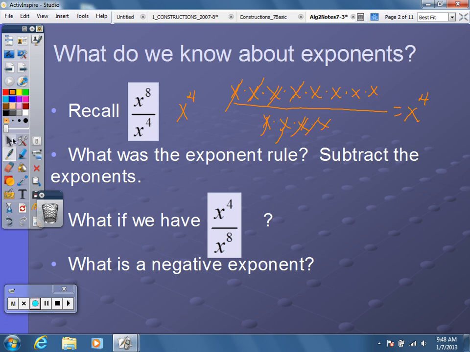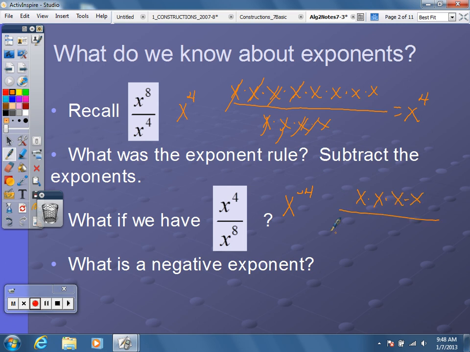What would happen if we had x to the 4th over x to the 8th? Well, the rule says 4 minus 8. That should give us negative 4. But what do we really get? Well, let's think about this. If I have the 4 x's being multiplied on top and the 8 on the bottom, this process will still be the same. And 1, 1, 1, 1.